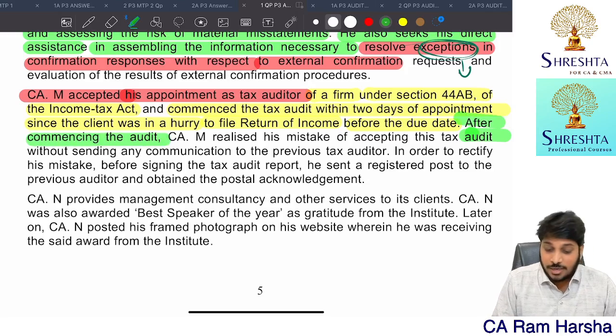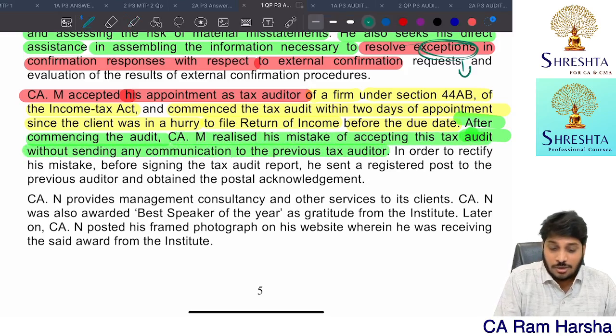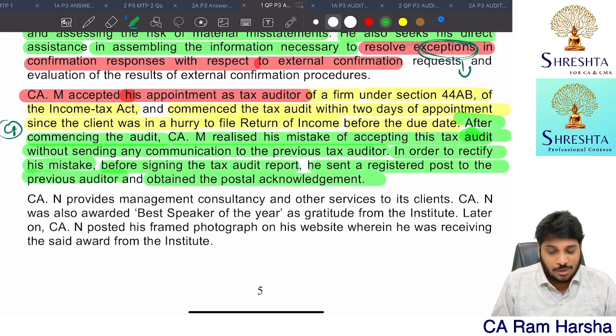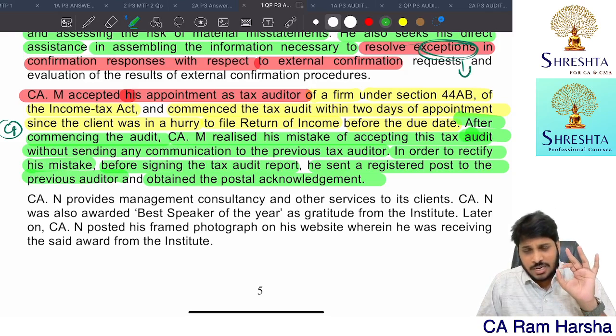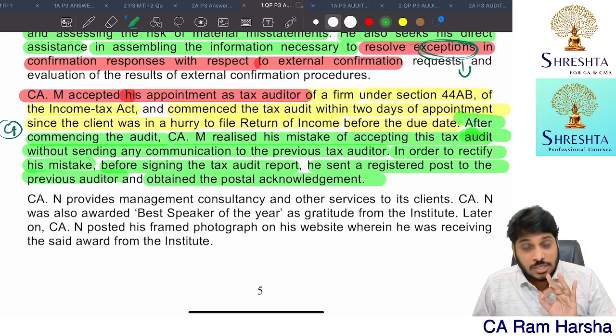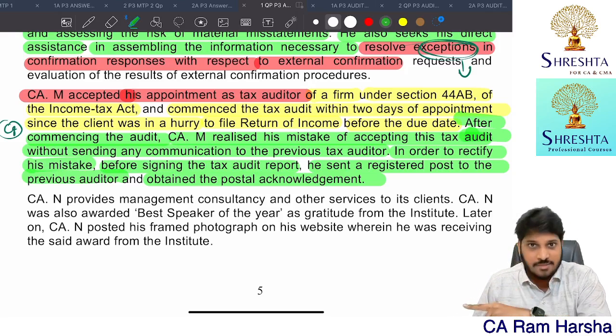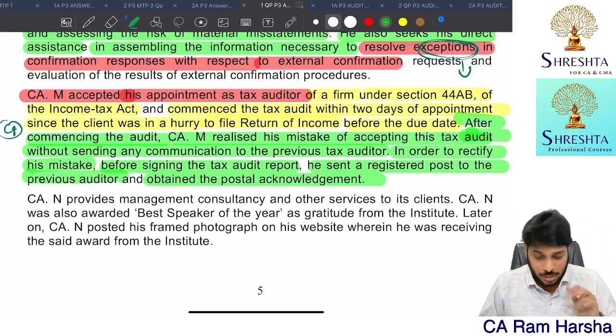After commencing the audit, the CA realized his mistake of accepting the tax audit without sending communication to the previous tax auditor, a clause number 8 violation. To rectify it, before signing the report, he sent a registered post to the previous auditor and obtained the post acknowledgement. Wrong. You must communicate to the previous auditor and obtain NOC before accepting the appointment, not before even starting the work or before delivering the work. Before accepting itself, you should do that.